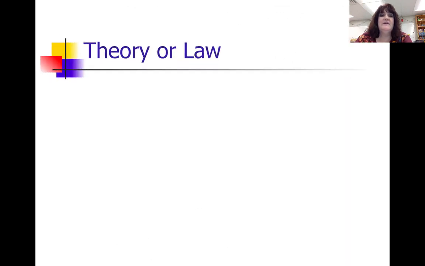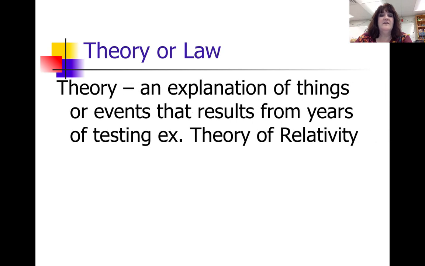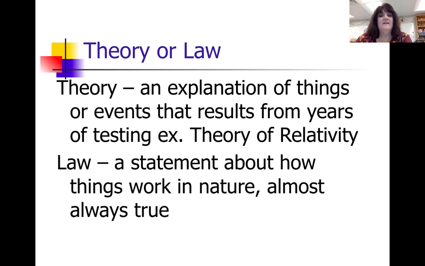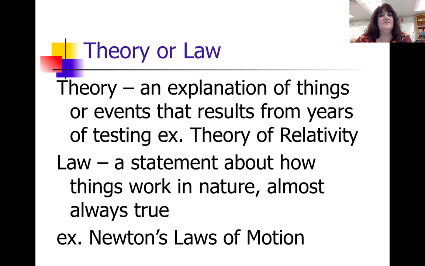Then finally, we talk about a theory or a law. A theory is an explanation of things or events that results from years of testing, but it's not actually proven. It's the theory of relativity. A law, however, is a statement about how things actually work in nature, and they're almost always true, like Newton's laws of motion. That's why they're laws and not theories.